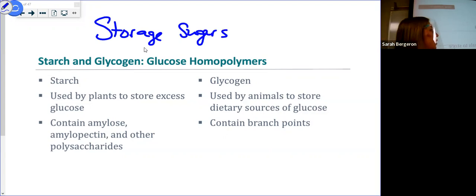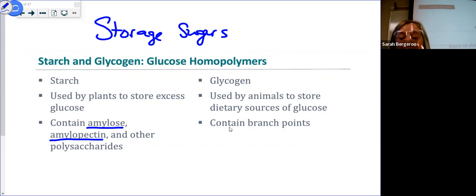Starch is in where? Plants or animals? Plants. Starch is in plants. We have glycogen, right? They're very, very similar. But starch, you do need to know these. Starch has amylose and amylopectin and a few other polysaccharides, but the two big ones are amylose and amylopectin. You need to know those. Glycogen, on the other hand, is in animals, but it's the same thing. We use it to store glucose for energy.